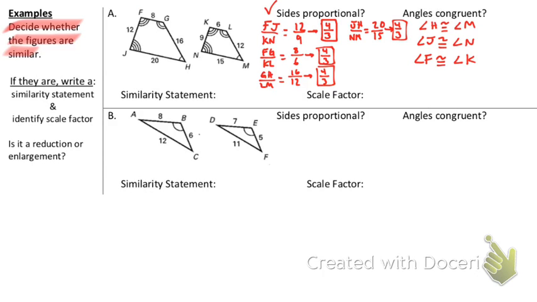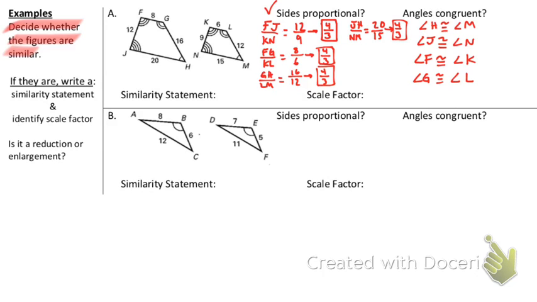So I need to check one more set of angles. So that's going to be angle G with angle L. They match. They correspond. Angle G corresponds with angle L. And because of their arcs, we can then say they are congruent. So angle G is congruent to angle L.